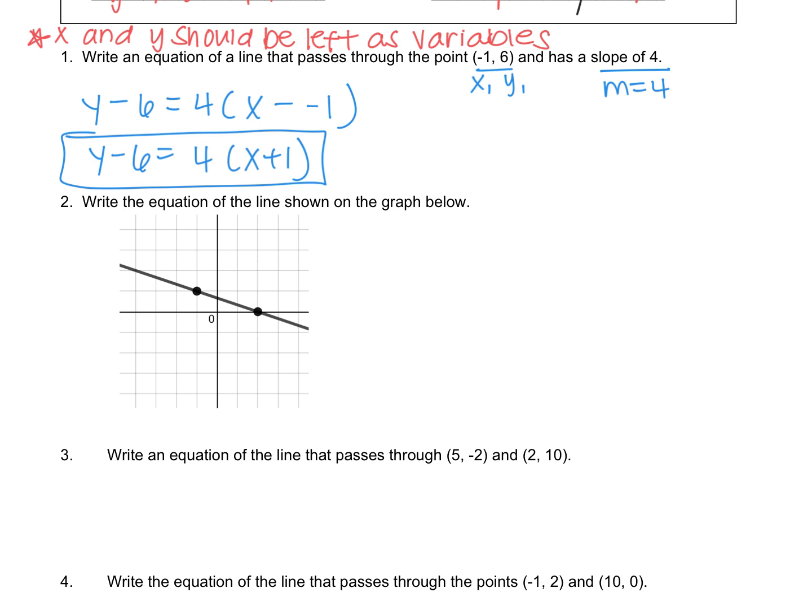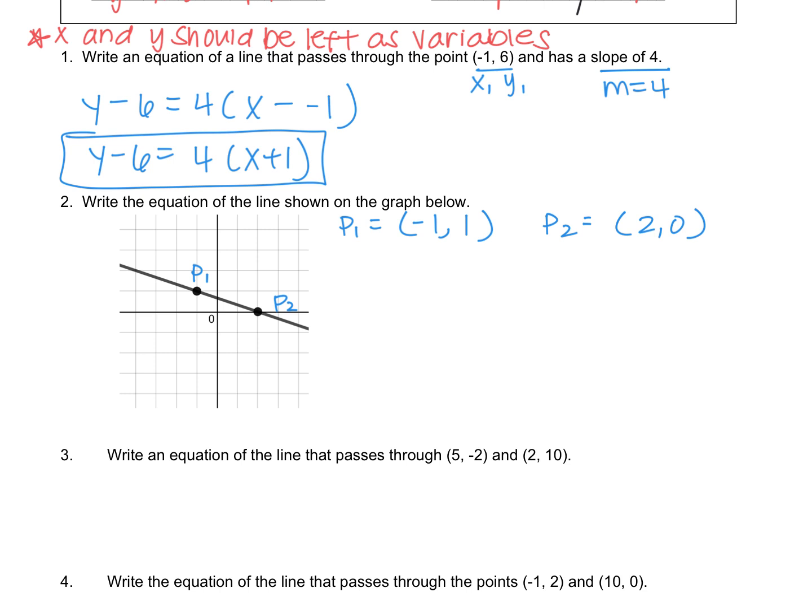Number 2 says write an equation of a line shown on the graph below. So first I need to decide what location those 2 points are at. So I'm going to label the top one point 1 and the bottom one point 2. So I'm going to have P1 equals something and P2 equals something. What does P1 equal? Where is it at? Equals -1, 1. And then someone other than Anya, what does P2 equal? 2, 0. Fantastic.